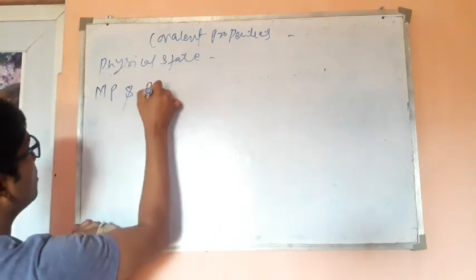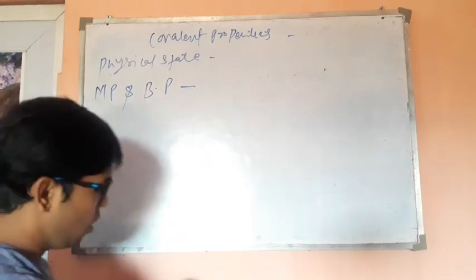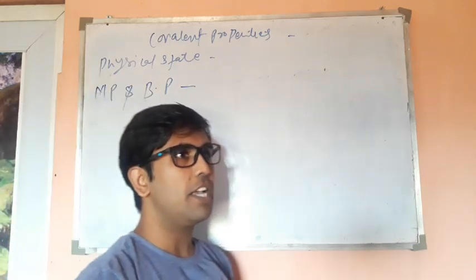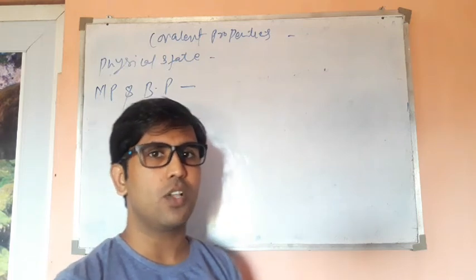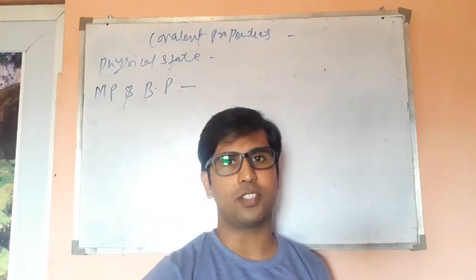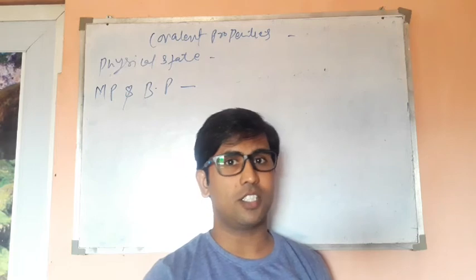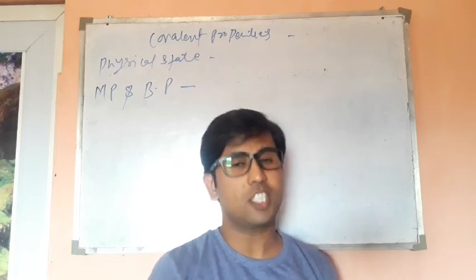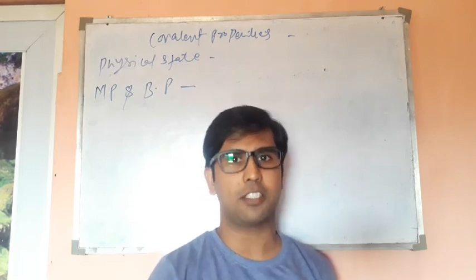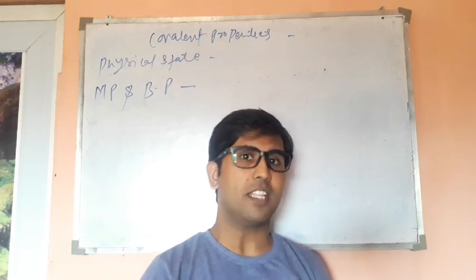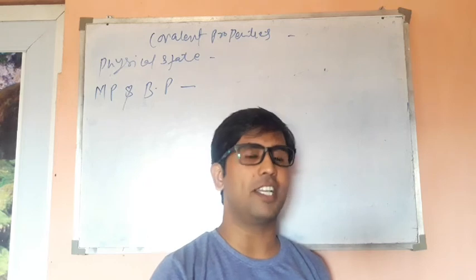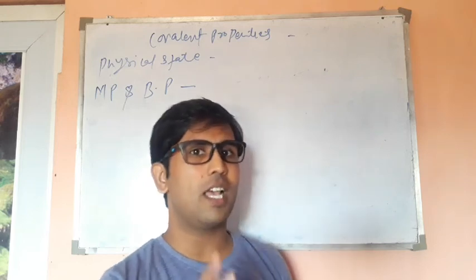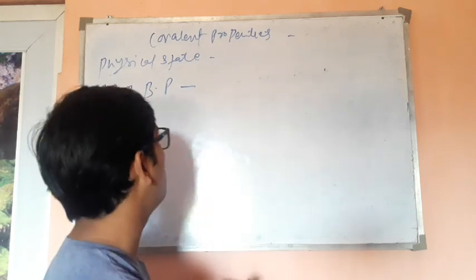Melting point and boiling point. What we have already seen in ionic bonds is that because of the highly charged bodies, two differently charged molecules or atoms, plus and minus, they have a strong attraction, and because of that you need extra energy. But it is not the same in covalent bonds.